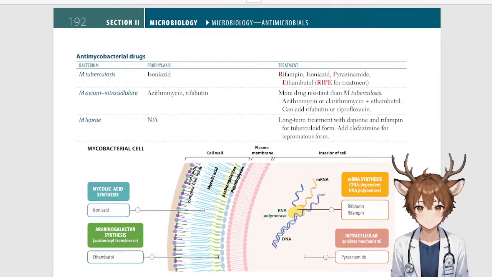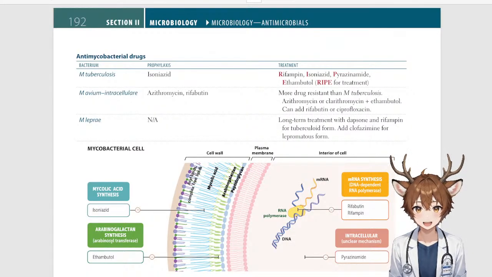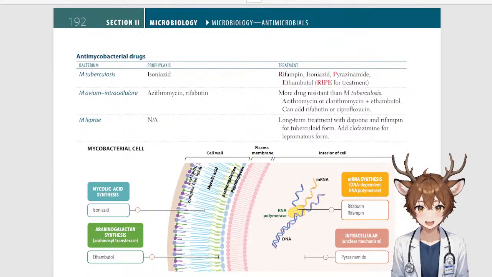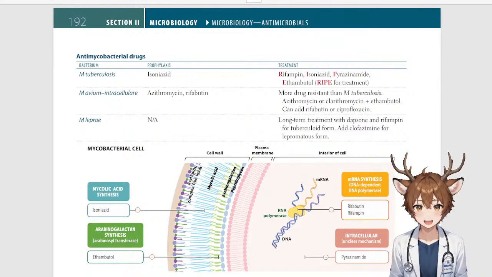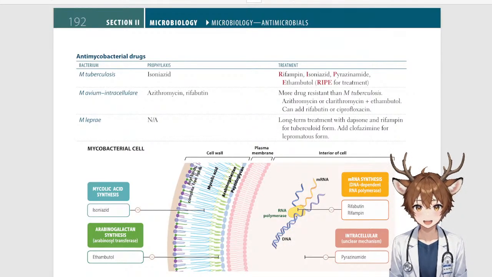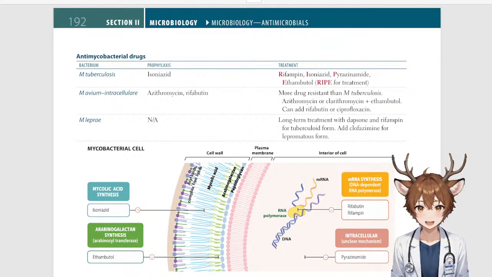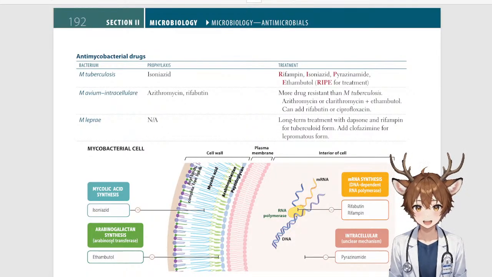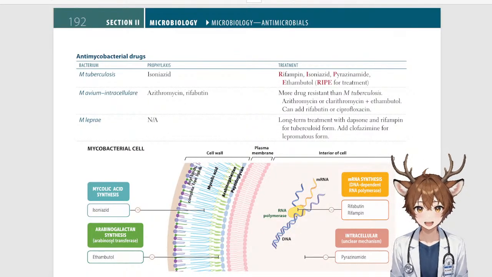Mycobacterium leprae. Prophylaxis: none. What do you do for treatment? Long-term treatment with dapsone and rifampin for the tuberculoid form, but you add clofazimine for the lepromatous form. So you basically do dapsone and rifampin as a baseline. If it's the lepromatous form, which is the worse of the two, the less bad being the tuberculoid form, you want to add clofazimine on top of that.